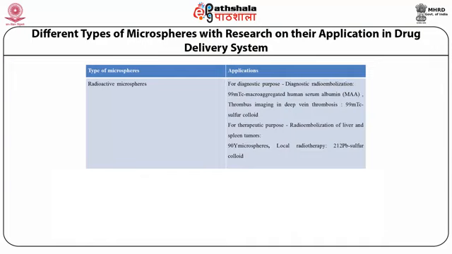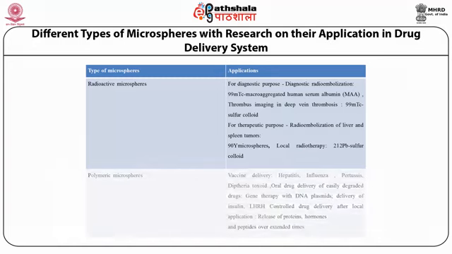Let's start with radioactive microspheres. They are used for diagnostic purposes, such as diagnostic radioimmobilization with 99m technetium macroaggregated human serum albumin, termed MAA, and thrombus imaging in deep vein thrombosis. They are also used for therapeutic purposes, such as radioimmobilization of liver and spleen tumor. Next, 90Y microspheres for local radiotherapy, that is 212 lead sulfur colloid.